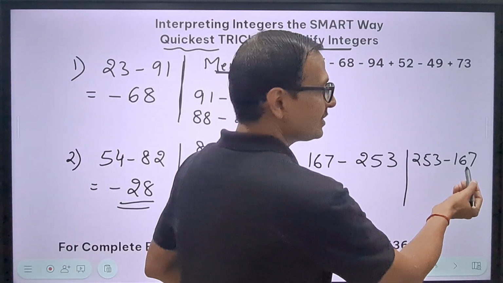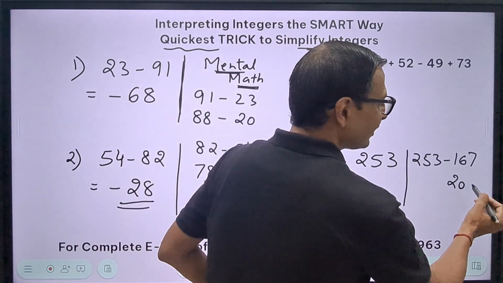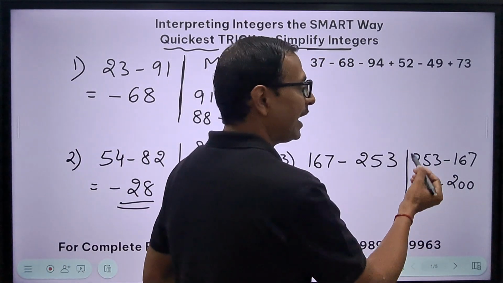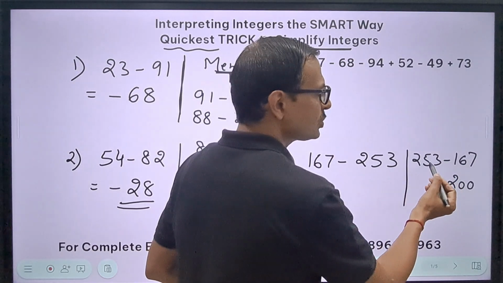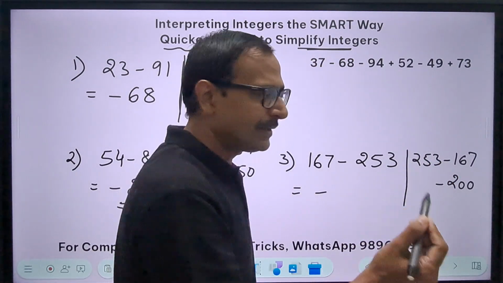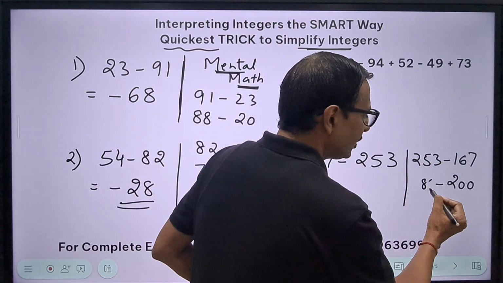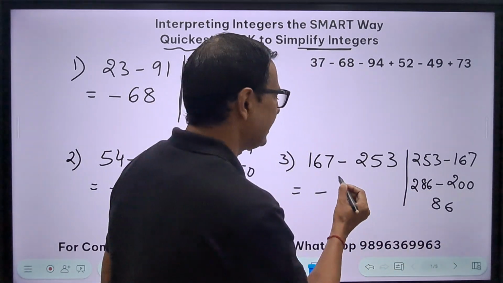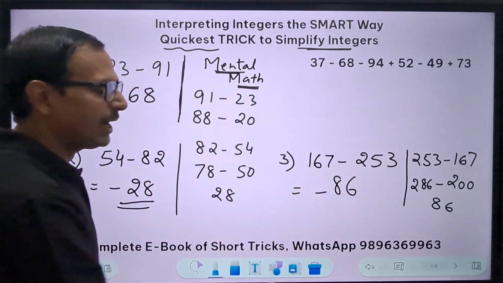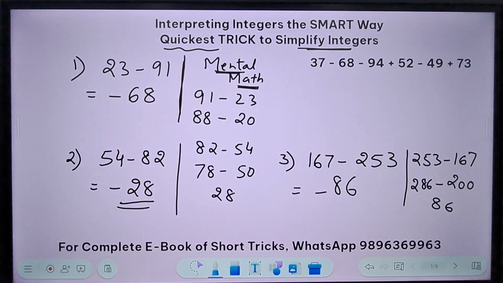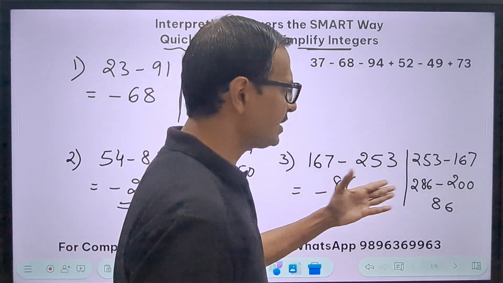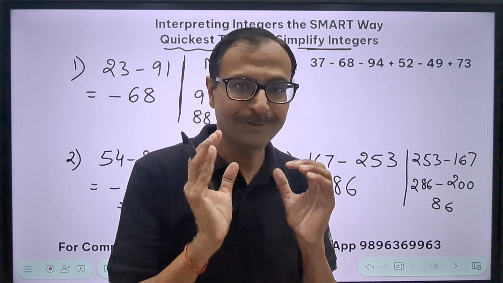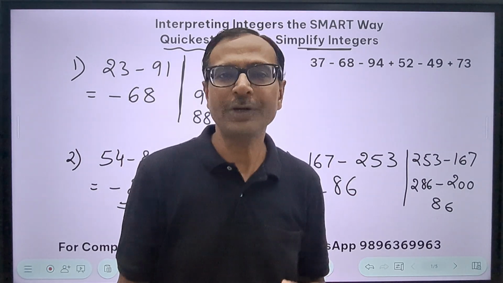Why am I adding 33? Because this will become 200, correct? And if I add 33 to this, I have to just do 53 plus 33, right? That is 86, and 286 means just subtract 200, you get 86. Write that here and you have your answer for the question, that is minus 86. See how mental math works? So integers are not at all difficult.